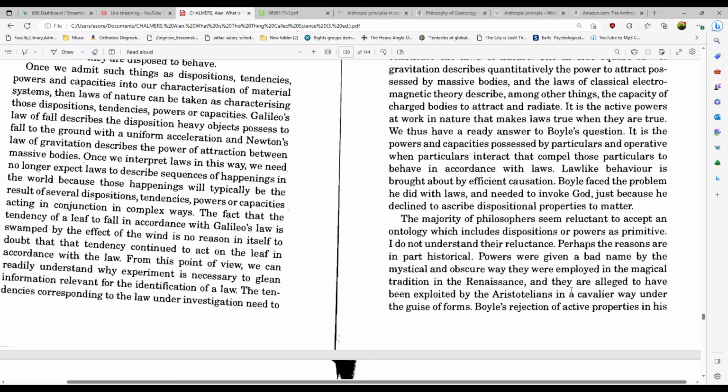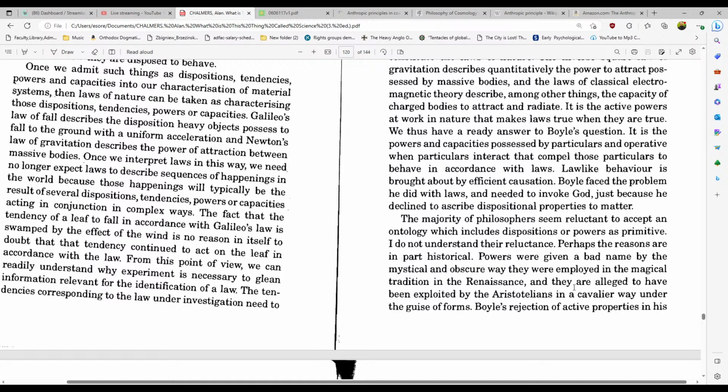You want to go back to wizardry again? Magic? So that's why they're probably skeptical. I wouldn't bring up vital forces and primitive powers and stuff like that.